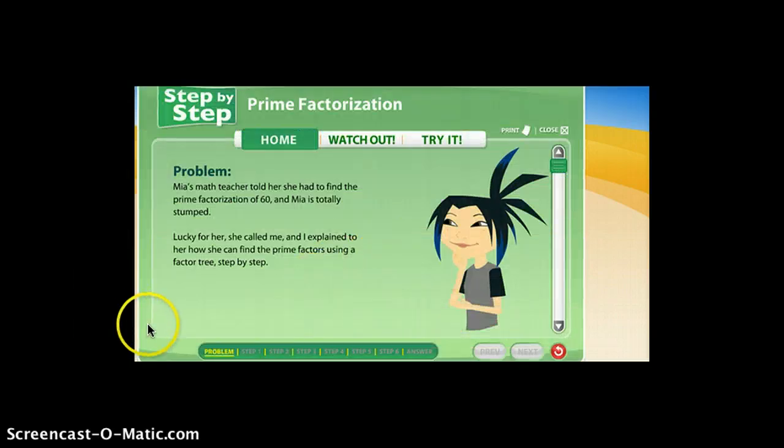Mia's math teacher told her she had to find the prime factorization of 60, and Mia is totally stumped. Lucky for her, she called me, and I explained to her how she can find the prime factors using a factor tree, step by step.